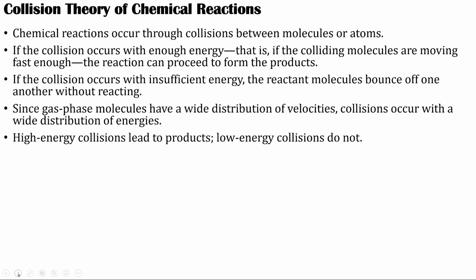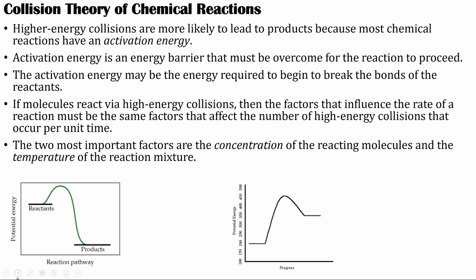Since gas phase molecules have a wide distribution of velocities, collisions occur with a wide distribution of energies. Since some gas molecules move faster than others, reaction rates can vary depending on the reactant. High energy collisions lead to products, low energy collisions do not. So whenever the reactants hit each other with high energy, the reaction will move in the forward direction and make products. And when they don't, we're not going to have any product made.